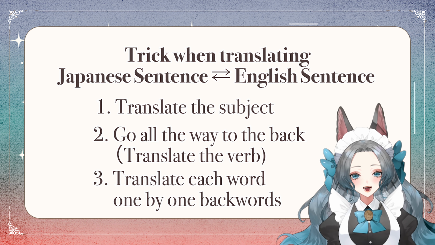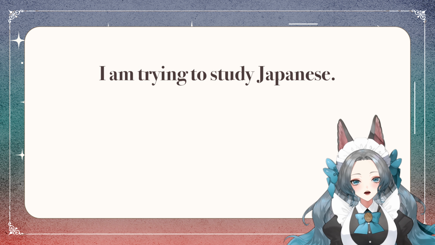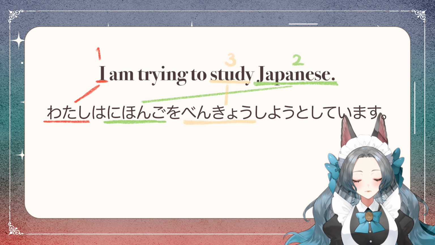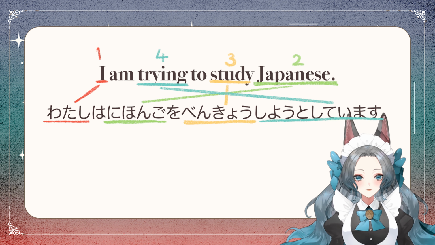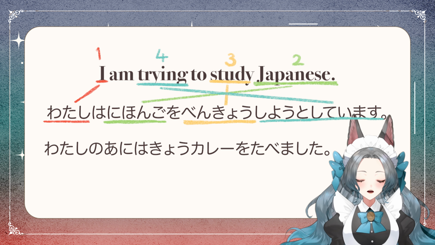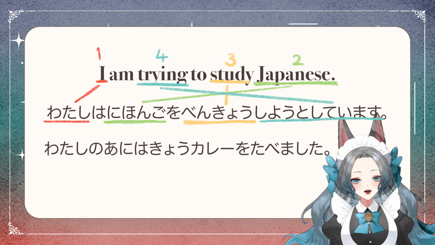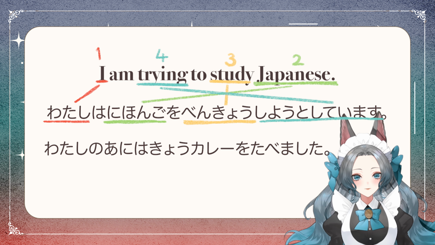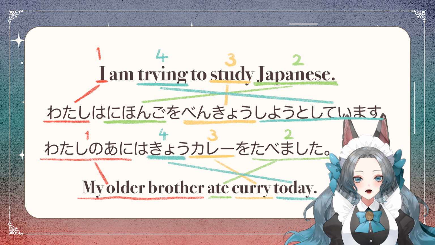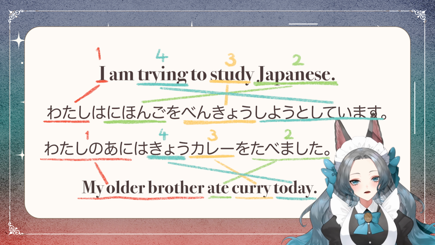For example, this sentence, I am trying to study Japanese, becomes 私は日本語を勉強しようとしています. This sentence, 私の兄は今日カレーを食べました, becomes my older brother ate curry today. The trick doesn't always work, but I think it will give you a jump start in translating the two languages.